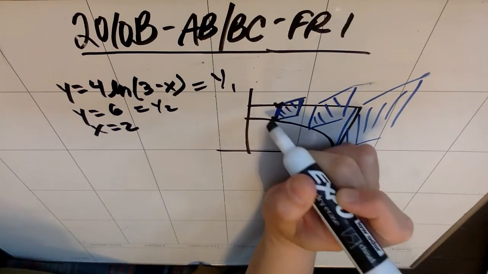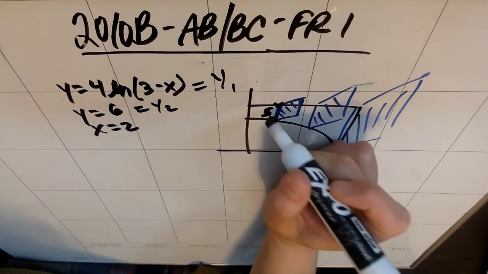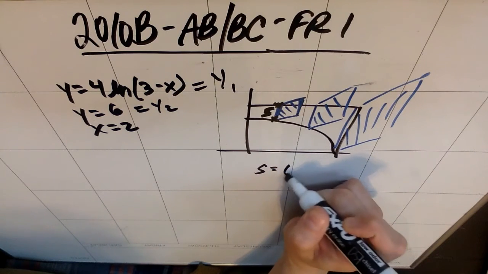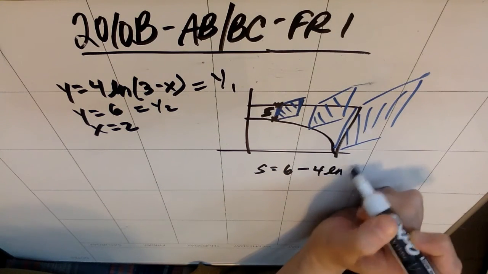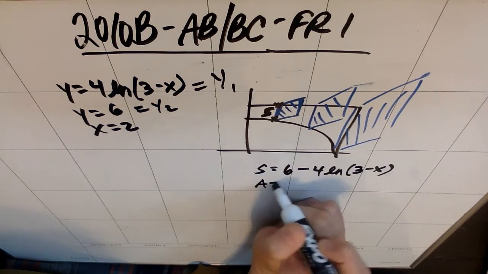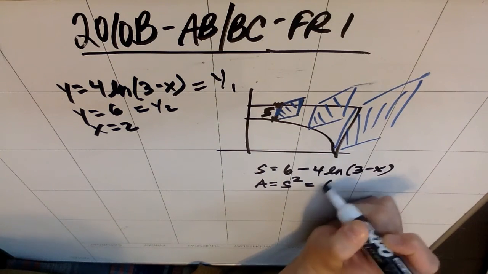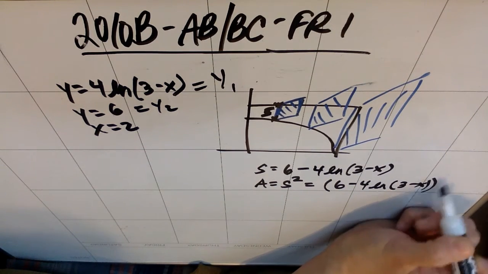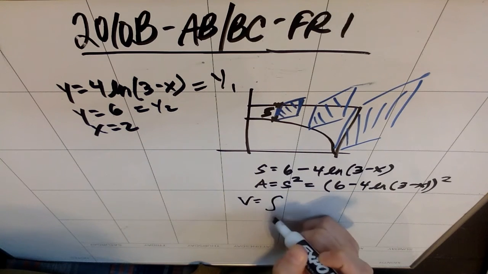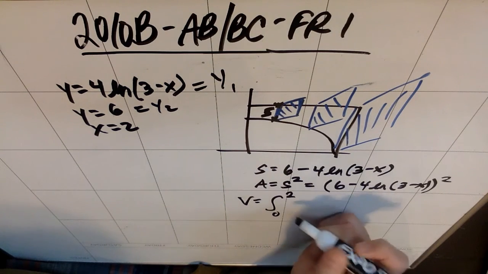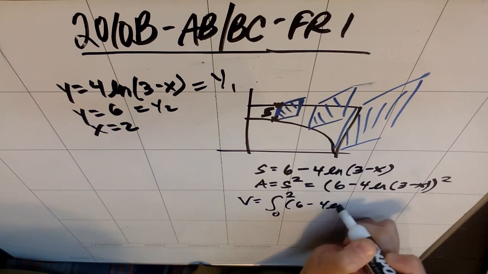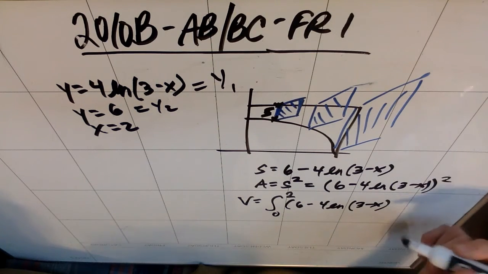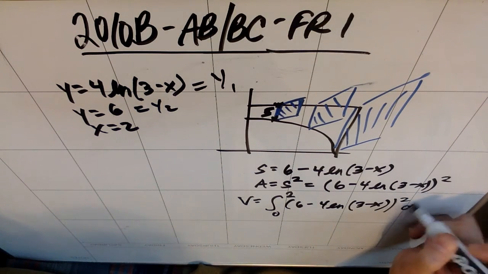So for one of these cross sections, I'm going to call the side length S. S is going to be top minus bottom. So the side length of this square is the top, which was 6, minus the bottom, which is 4 natural log of 3 minus x. Well, the area of a square is side squared. So the area of this thing is 6 minus 4 natural log of 3 minus x, quantity squared. And the volume is going to be the sum of all the squares. So integrate from 0 to 2 of 6 minus the 4 natural log of the quantity 3 minus x, whole quantity squared, with respect to x.